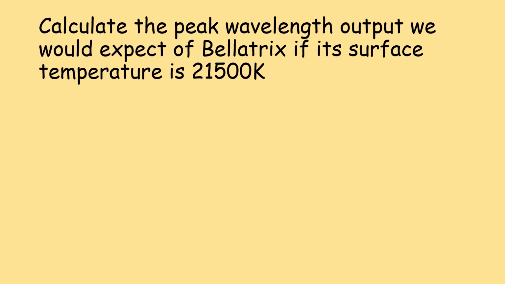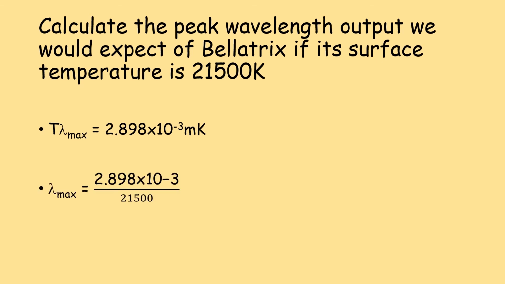Okay, calculate the peak wavelength output we would expect if Bellatrix's surface temperature is 21,500 Kelvin. Again, we just use Wien's law. We take the Wien's constant. This time, again, we divide by the temperature. It's exactly the same equation, exactly the same thing. And now we get a peak wavelength of 135 nanometers, which is much smaller than the sun. So we'd expect that to be much, much hotter, which it is.